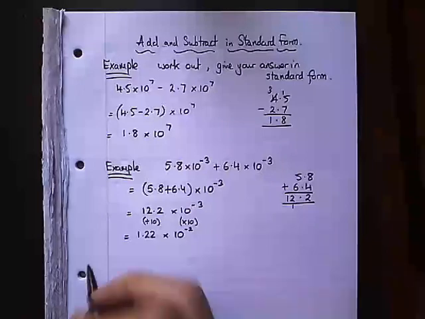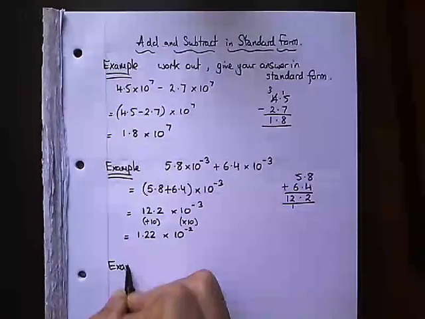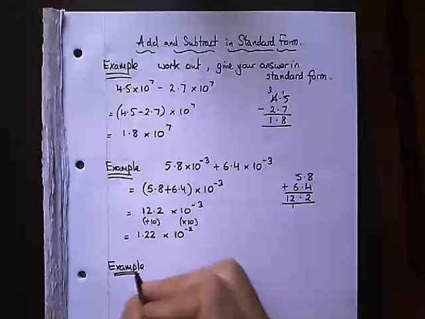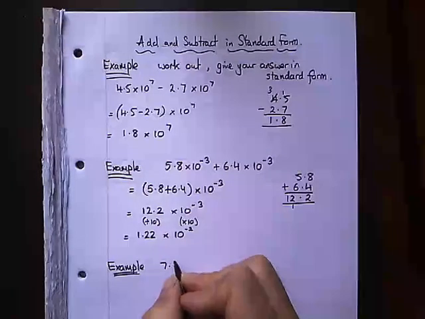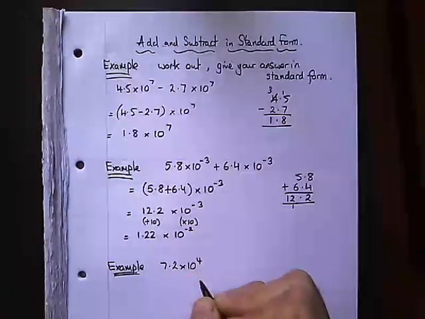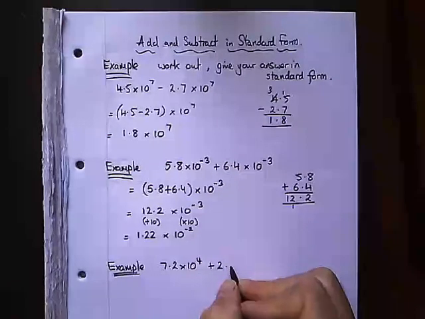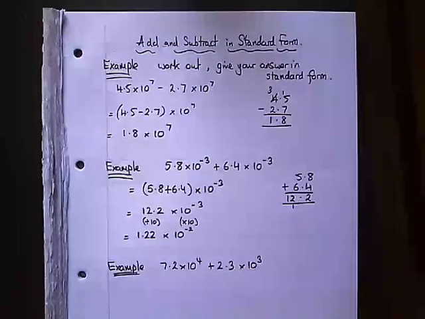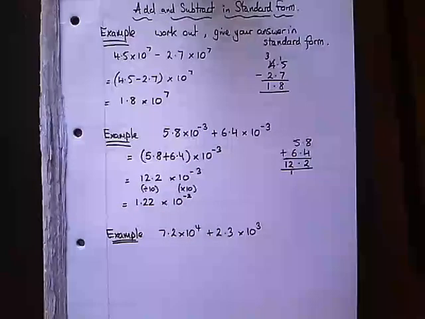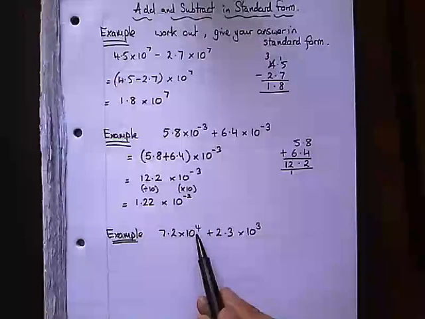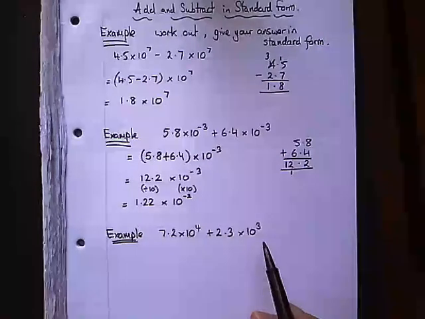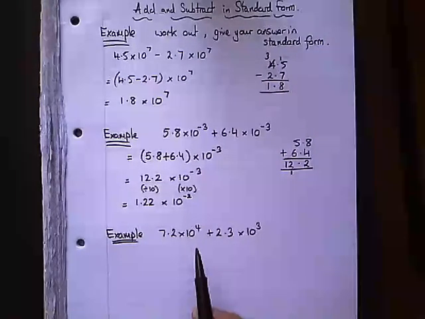Right, let's have a look at a third example. What's this one? It's a slight bit different. 7.2 times 10 to the power of 4 plus 2.3 times 10 to the power of 3. Now, what's so different about this than the previous examples? Well, I have to say it's the power. One is 4 and one is 3. So the easiest way to do this, whenever you get these, is write them as normal numbers first.